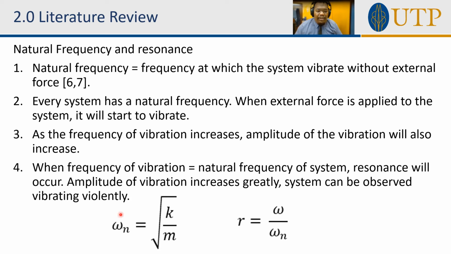The formula below shows that natural frequency omega n is equal to the square root of the spring constant over its mass, and the frequency ratio R is given as the frequency of the vibration over the natural frequency of the system. When R is equal to 1, meaning the frequency of the vibration and the natural frequency is the same, the system will encounter resonance.